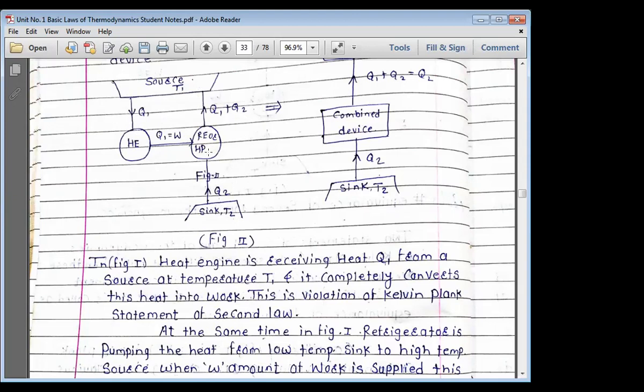म्हणजे रेफ्रिजरेटर बाहेरून कुठून वर्क घेत नाही, कॉमन डिव्हाइस मध्ये आतल्या आतच घेते. म्हणजे हीट इंजिन आतलं आहे आणि रेफ्रिजरेटर पण आतल्या आतच आहे. तर आतल्या आतच Q1 अमाऊंट ऑफ W ते घेते आणि लो टेम्परेचर बॉडी कडून हाय टेम्परेचरला हीट सप्लाय करते. म्हणजे याचं ब्लॉक डायग्राम काय सांगते आपल्याला?